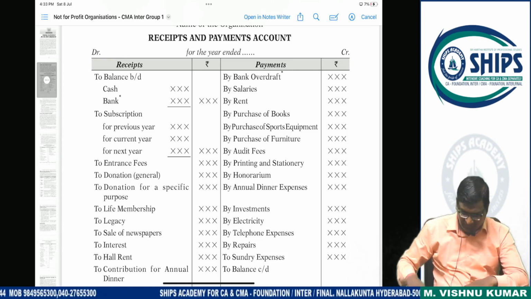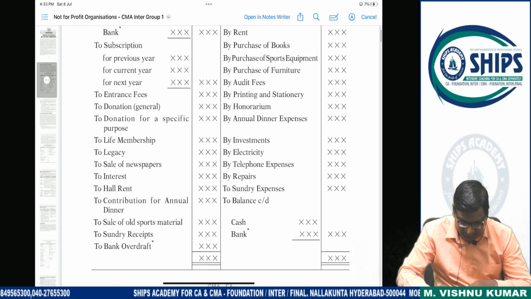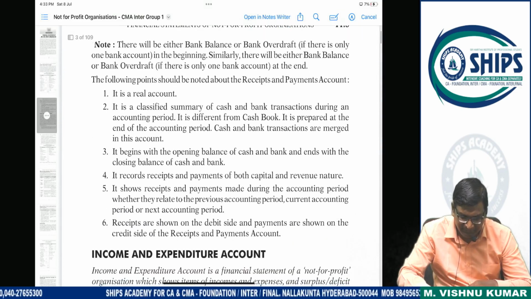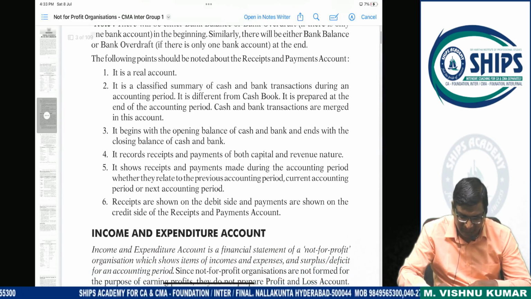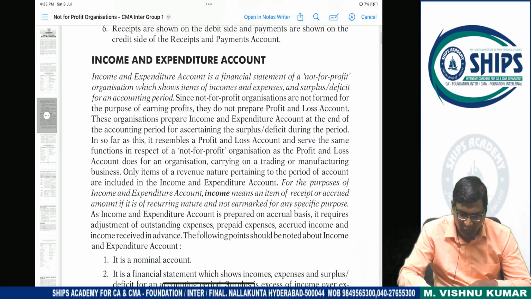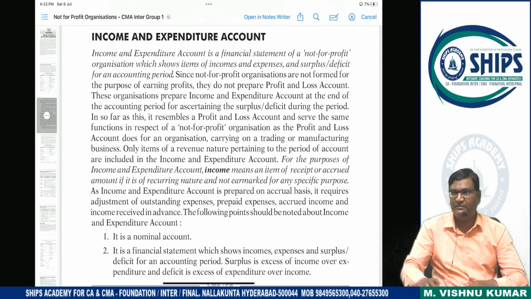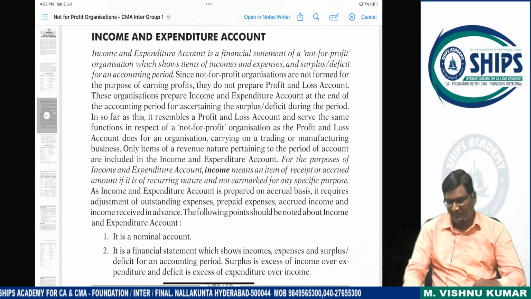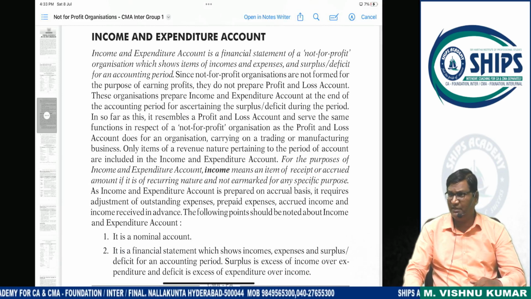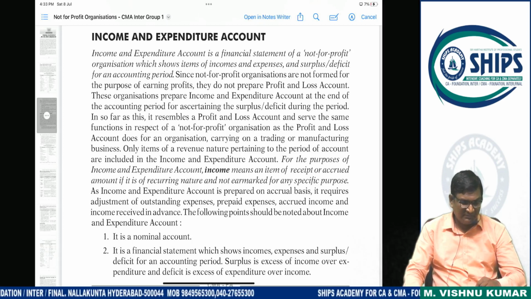Okay, that's it. So what will not come in this account? Non-cash items and items of accrual nature. Items of accrual nature. This is understood, very simple. Clear now? Online students, if you have any query, message.